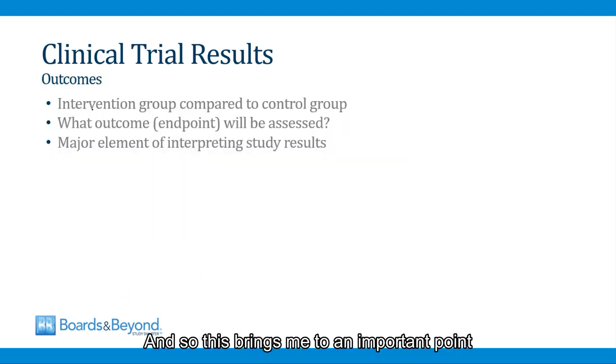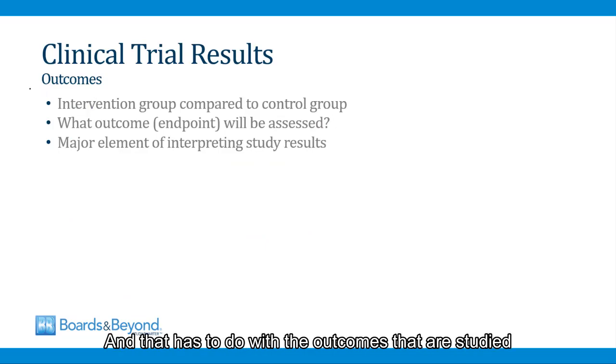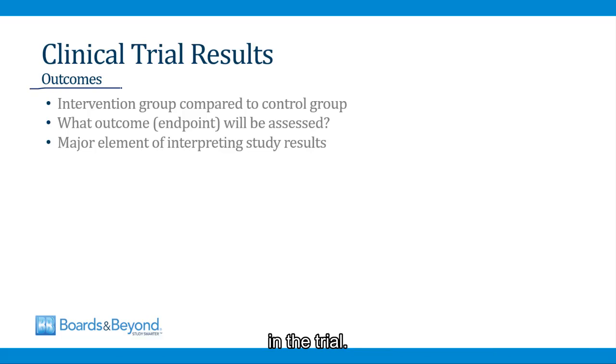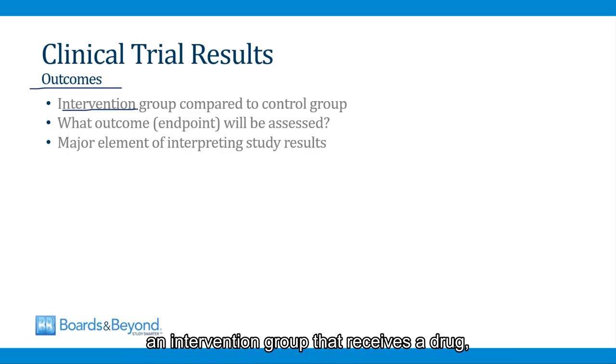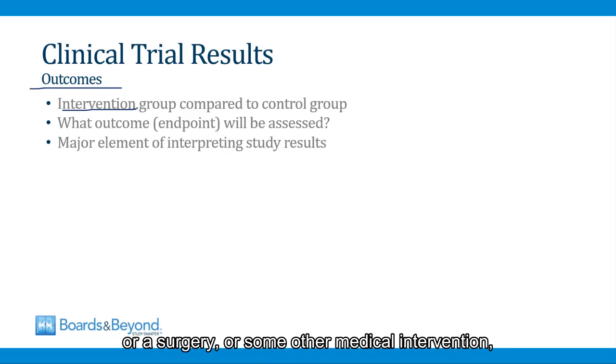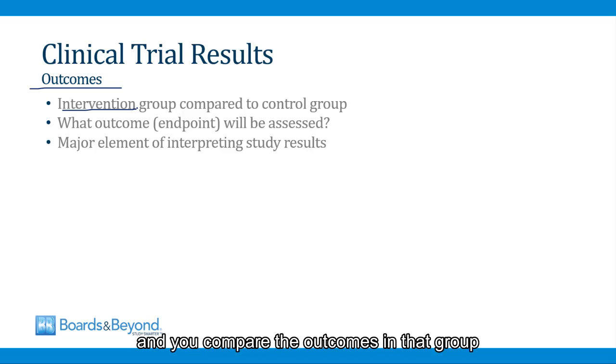And so this brings me to an important point on interpreting clinical trial results, and that has to do with the outcomes that are studied in the trial. So in a clinical trial, you typically have an intervention group that receives a drug or a surgery or some other medical intervention, and you compare the outcomes in that group to the control group.